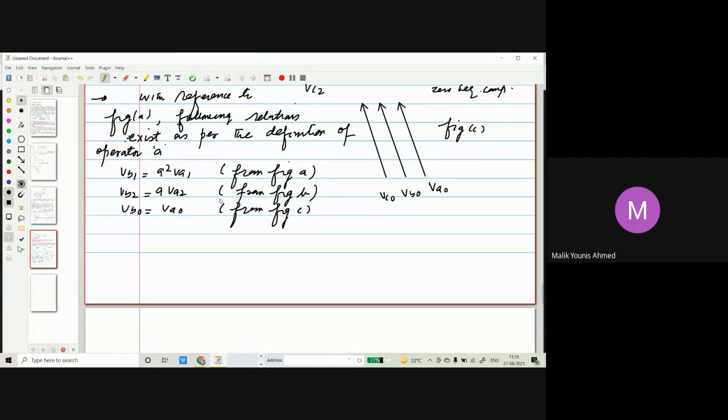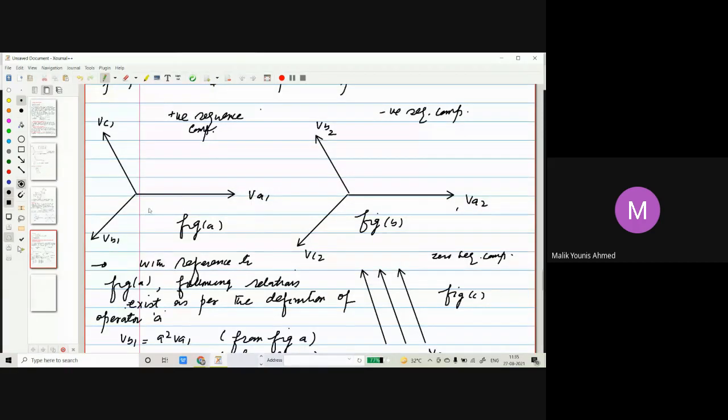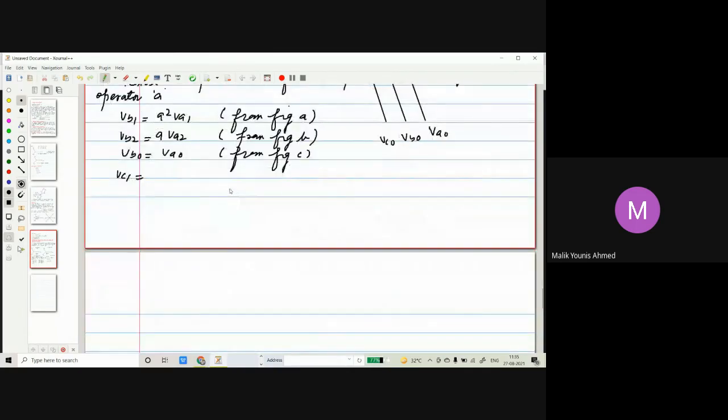So this is very clear. Now I want to write similarly the VC1. So VC1 I will write as, again I will go by figure A. VC1. Now from VA1, how much it is? A operator into VA1. So similarly I will write A operator into VA1. This is again from figure A.